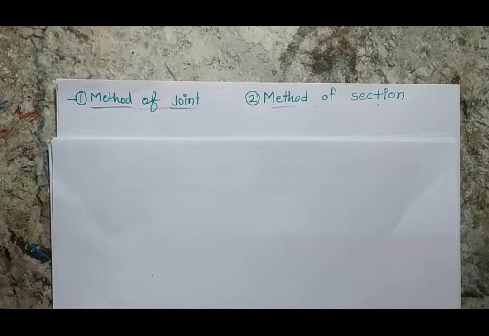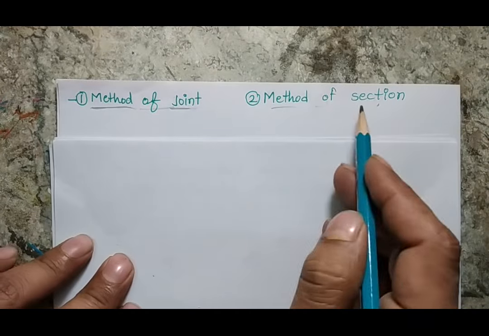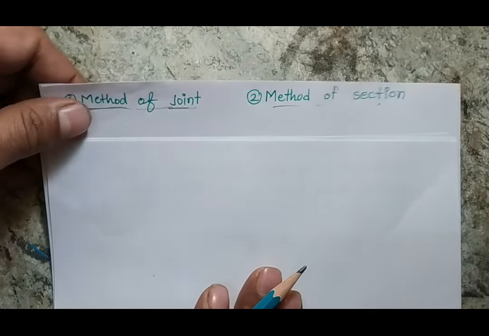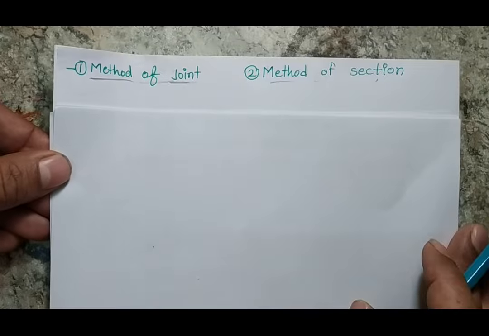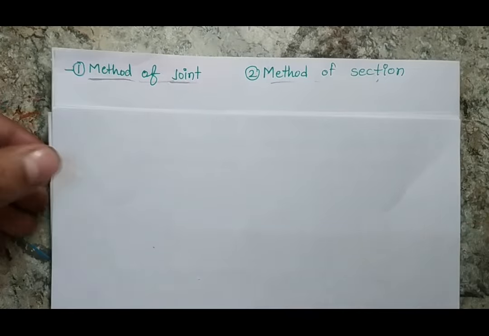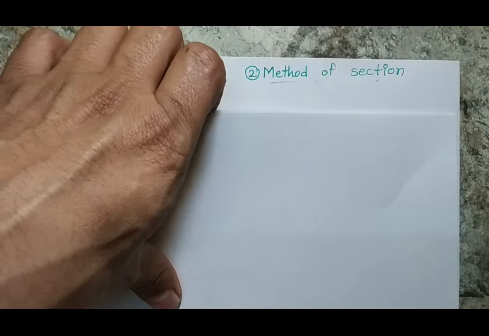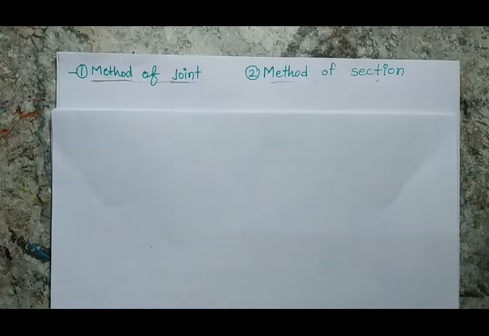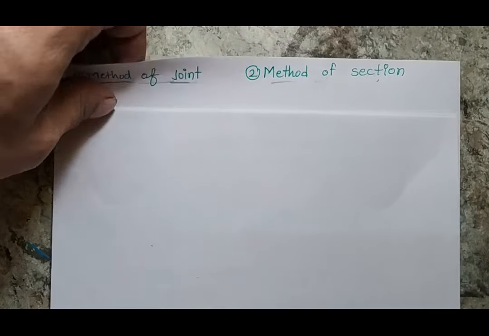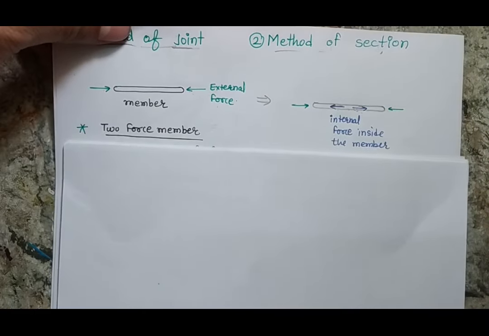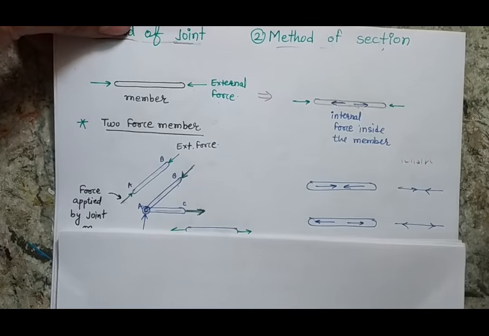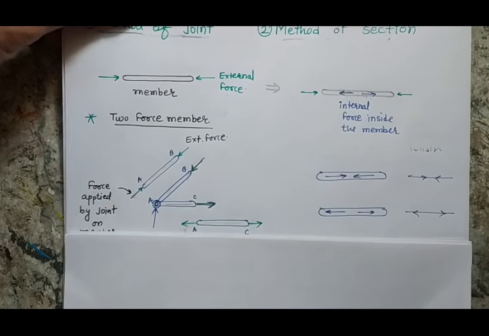Slowly we will accelerate and we will also see the method of section, but in this session I am going to focus mainly on the method of joint. And in my second video you can see that I am going to show you some important examples solved through the method of joint. So now, before we solve a problem using the method of joint, I would like to mention again that truss members are basically two force members.